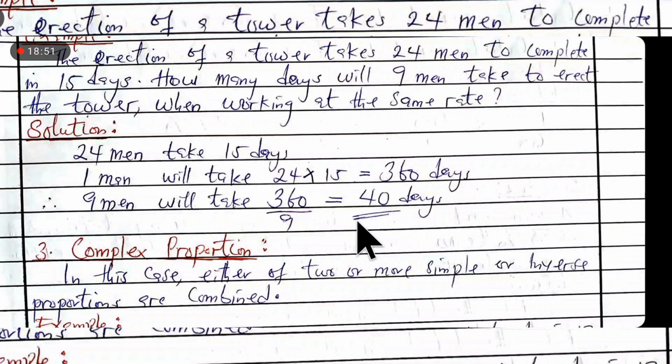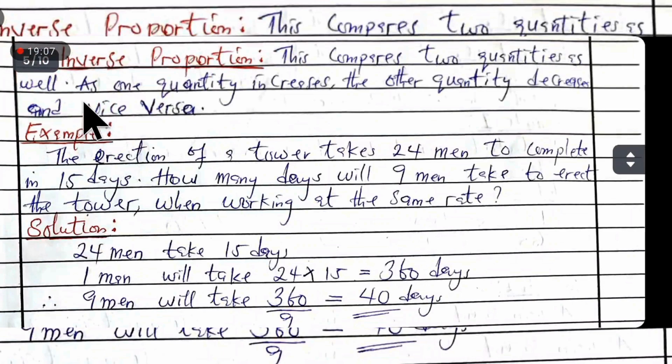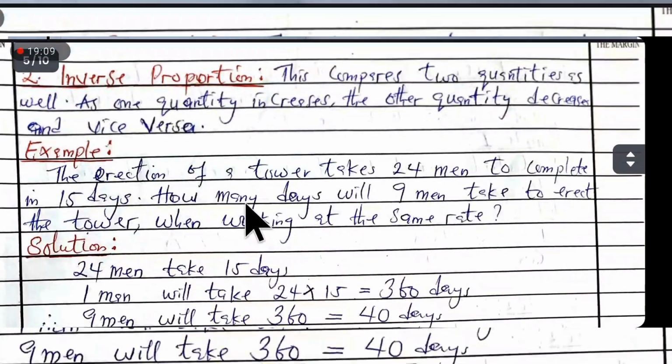You see, it's lesser. So you discover that if the number of men increases, the number of days it will take them to work will decrease. So an increase in the men leads to a decrease in the number of days they need to work, and that is the interpretation of inverse proportion.